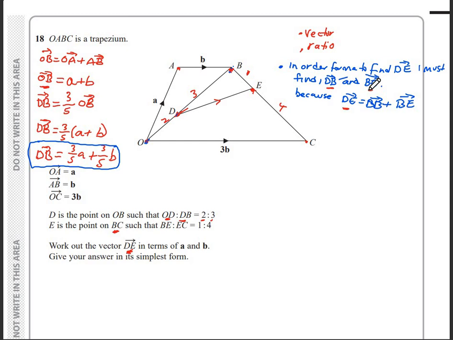So now I want to find what BE is. Okay, so notice here again that BE is part of the line BC. So in order for me to find BE, I should find the whole line BC, and then I can split a part off of it, right?